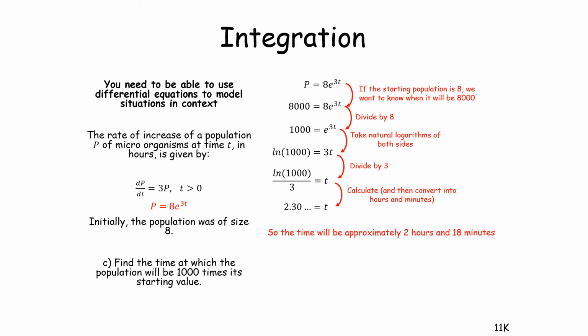So the time will be approximately 2 hours and 18 minutes. So bear in mind 2.3 is not 2 hours and 30 minutes. 0.3 would be 3 over 60 of an hour. So we need to be a bit careful. Or in the calculator you could just use the speech mark button and that'll convert it into hours and minutes.